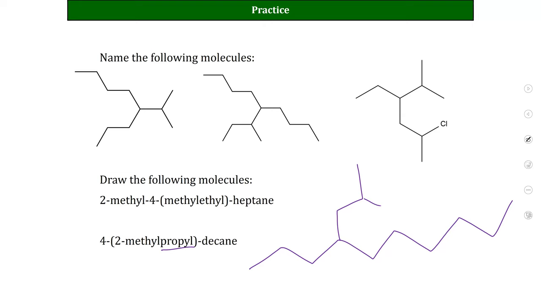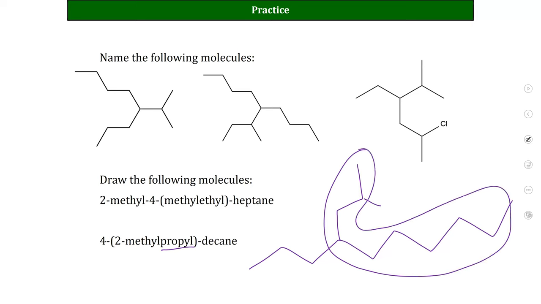This is another one, though, where if you count it from this direction, you can still get a decane and not have to use parentheses. You count it like this. You get a 2-methyl-4-propyldecane as opposed to 4-(2-methylpropyl)decane.